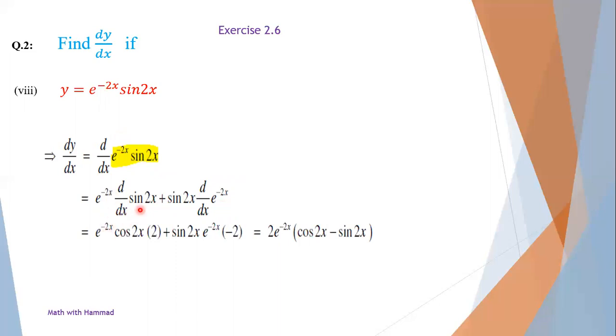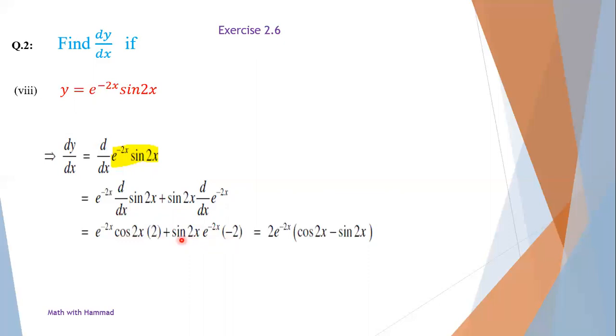As we know, the derivative of sine 2x is cos 2x times the derivative of the angle. Here the angle is 2x, so the derivative of 2x is 2. So the derivative of sine 2x is cos 2x into 2, sine 2x as it is, and the derivative of e raised to power minus 2x is e raised to power minus 2x as it is, times the derivative of the power. Here the power is minus 2x, so the derivative of minus 2x is minus 2.